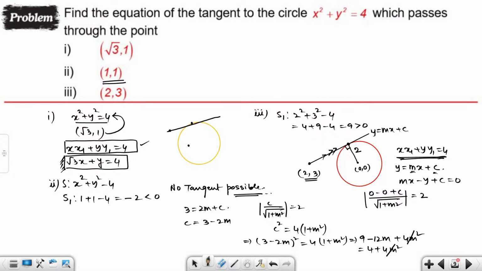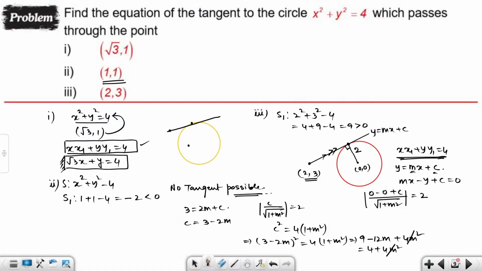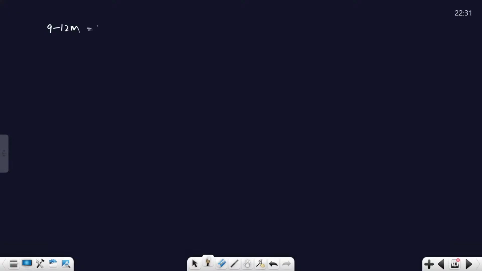9 minus 12m equals 4. Right? So 12m is coming to what? 9 minus 4, which is 5. So m is coming to what? 5 over 12. Am I correct or not? Have I written it correctly or not? Please tell me.